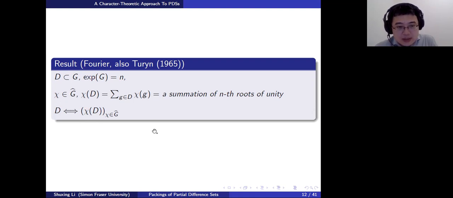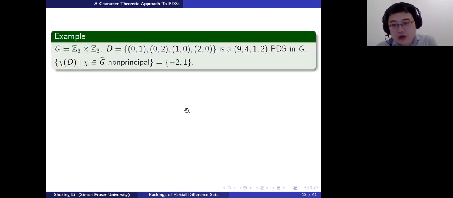Okay, with that, let's go to the scenario of partial difference sets in which the characters behave even nicer. So let's take a group G, which is 3 by 3. We have a subset D of size 4, which forms a (9, 4, 1, 2) partial difference set in group G. And if we apply all the non-principal characters to D, we see exactly two integer values, either -1 or 2. So right here, we are looking at a two-value phenomenon in the character values. And very nicely, those two values are actually integers.